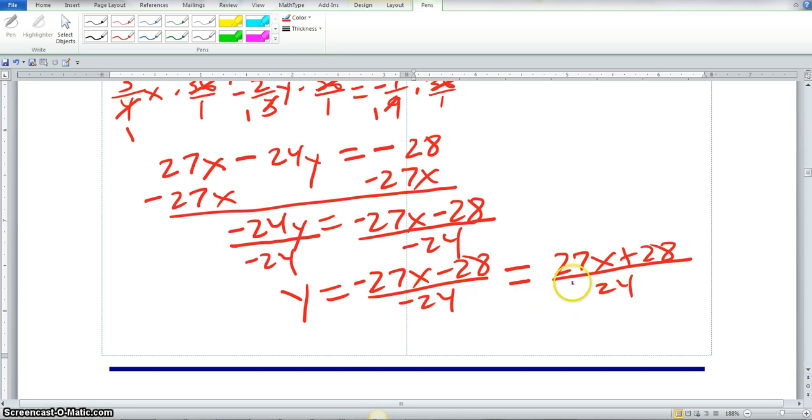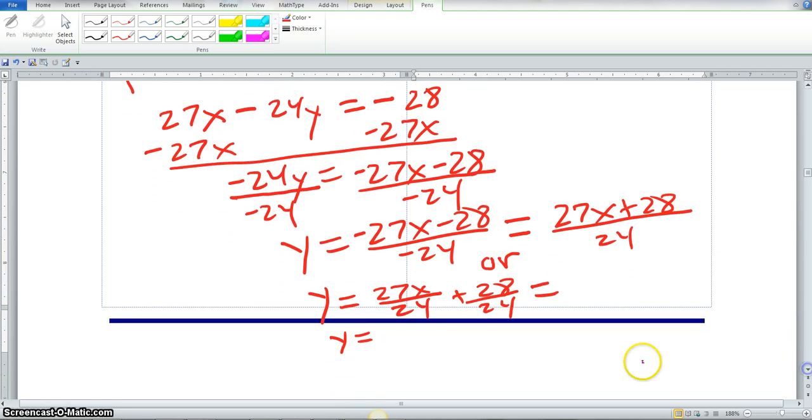Now the next thing we could do is this here. This is one of the answers. The other answer you could use, I'll put or here. You could take y is equal to 27x all over 24 plus 28 over 24. Now, of course, we could simplify this. We could divide both by 3 here, or we could just write this down here at the bottom. y is equal to, now if we divide both of these by 3, this would be 9x over 8 plus 28 and 24. They both have 4 in common, so this would be 7 over 6.